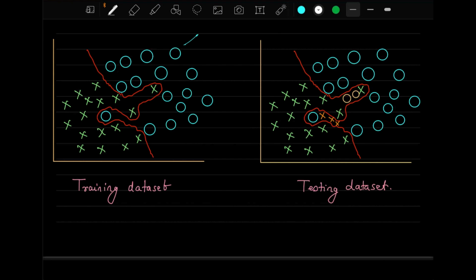We want to see how complex a model we want, because overfitting is giving you a very highly complex model, and underfitting is giving you a very simplistic model. So we want to see which is the optimal model that is required, so that our losses are comparable. Okay.